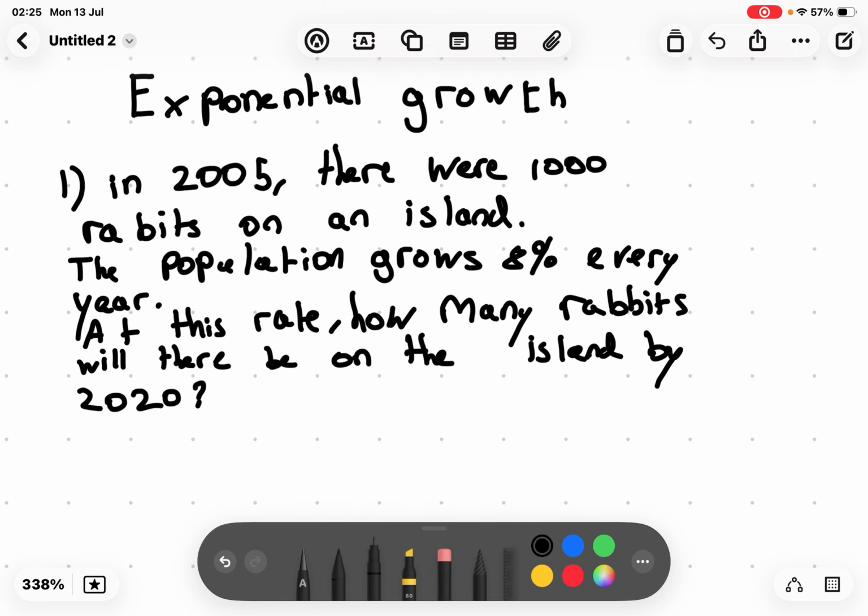And here's the first question. In 2005, there were 1,000 rabbits on an island. The population grows 8% every year. At this rate, how many rabbits would there be on the island by 2020?